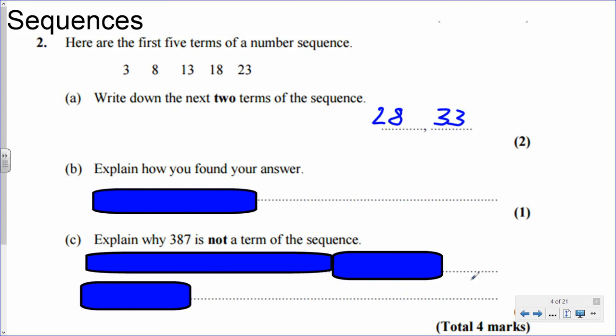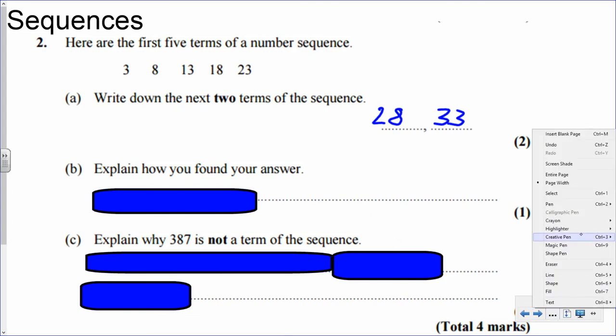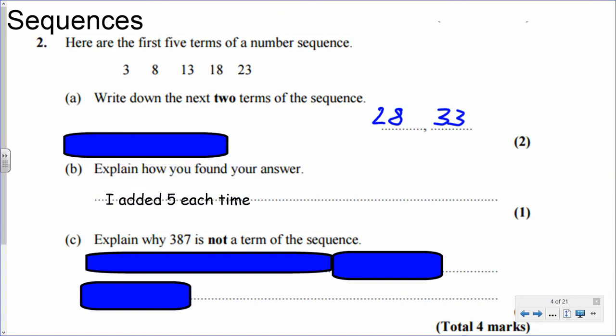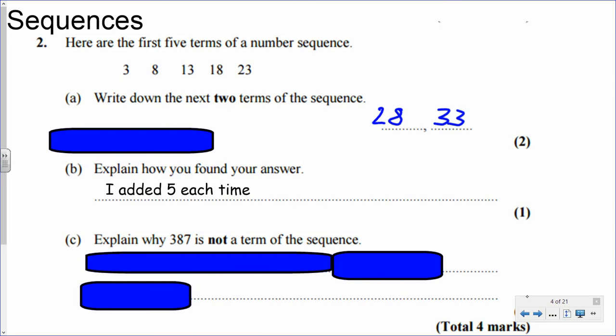Explain how you found your answer. Well, it's only worth 1 mark. I don't want to go to town on this. It is early on in the exam paper, and there it is. I added 5 each time. That's all I need to write there.